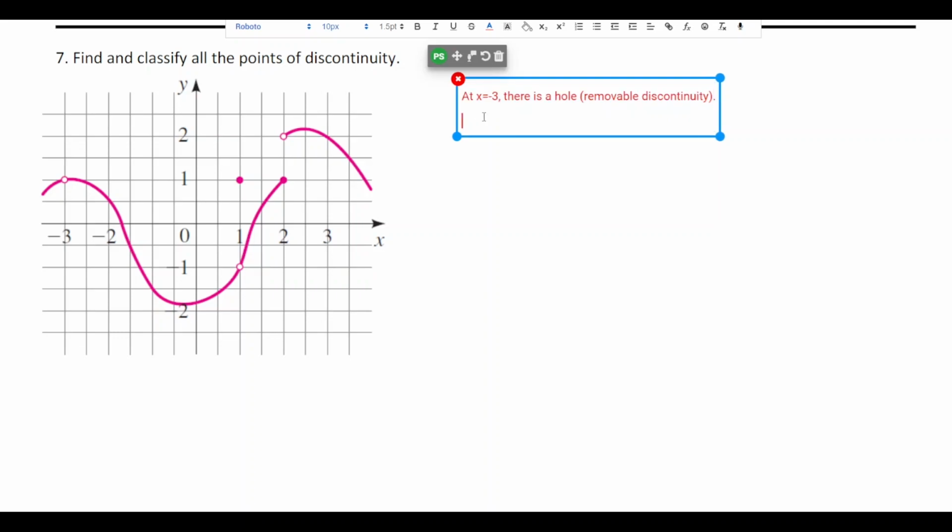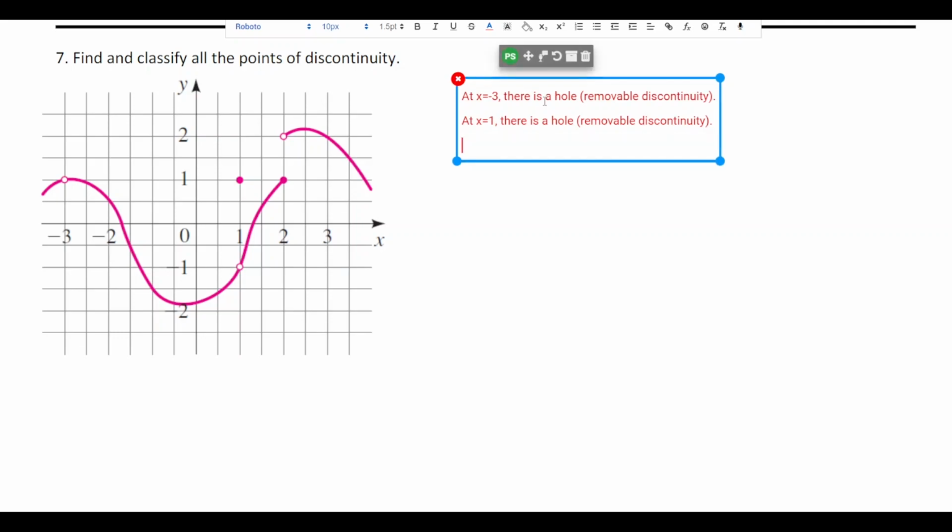Okay, the next one is going to happen at x equals 1. Okay, this is going to be another hole. All right, the left and the right-hand limits do equal each other. So since this limit exists, then we have a removable discontinuity.